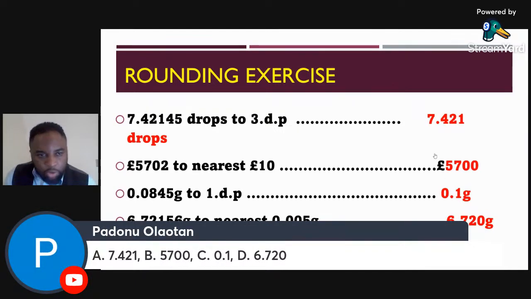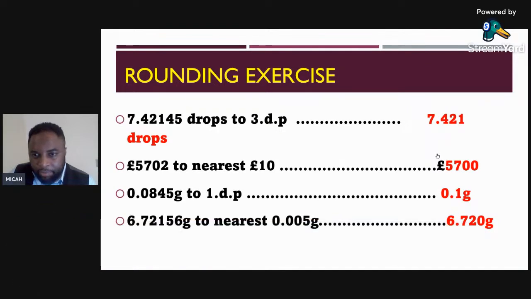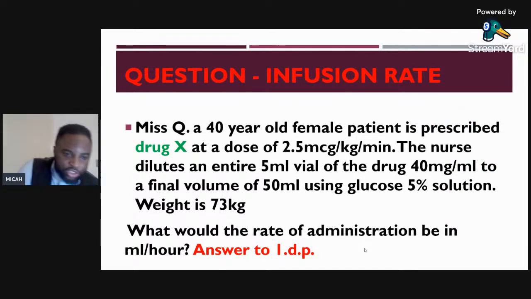Some people struggled with 1 or 2 of them. So if you're someone who struggled, come back to this session and watch it again and try to apply the knowledge and the skills that we've discussed today to your calculations, so your past papers or workbooks or whatever it is that you're using. Rounding is very important.